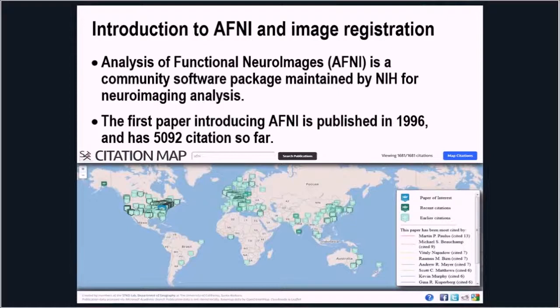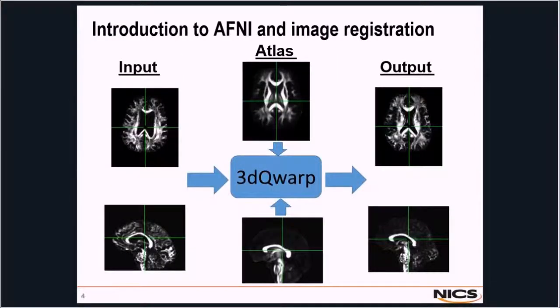So AFNI, which is Analysis of Functional NeuroImages, is a community software package. It's maintained by NIH, and the first paper introducing this code was published in '96, and it currently has over 5,000 citations so far. I printed the citation map. As you can see in the citation map, it's widely used in the US, Europe, and East Asia. So it's a very popular community code for neuroimaging analysis.